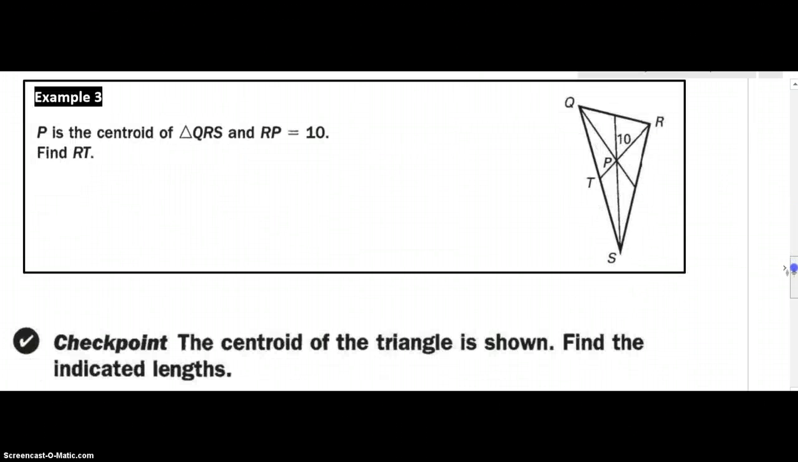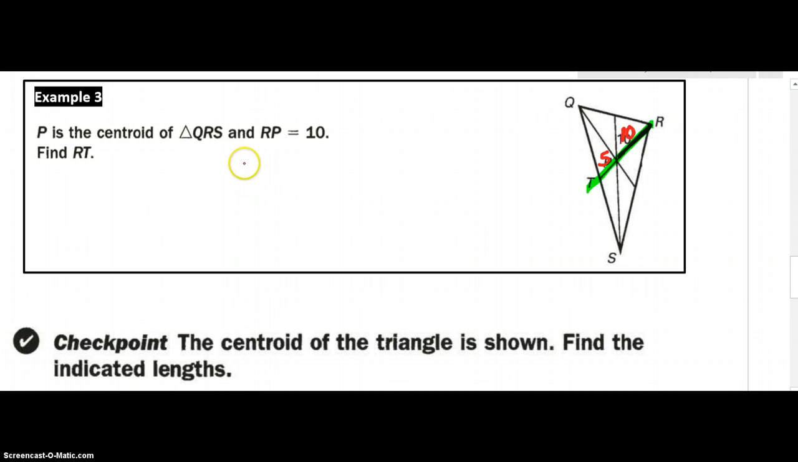So let's look at example 3. P is the centroid, so you know those are all medians of triangle QRS. RP is 10. Now RP is part of this median right here. Is it the long part or is it the short part? What do you think? It's the long part, right? The long part is always double the short part, so what does the short part have to be? 5.